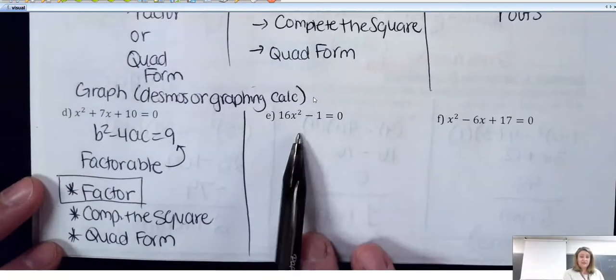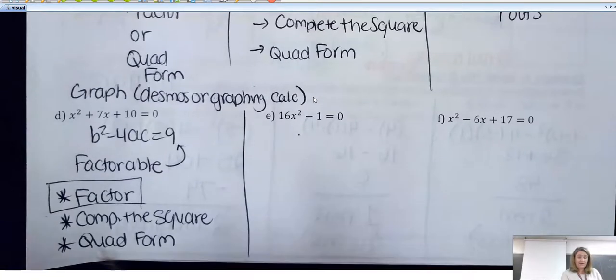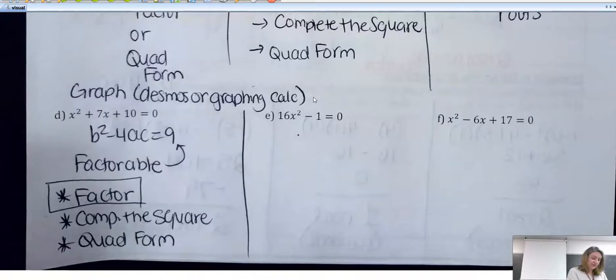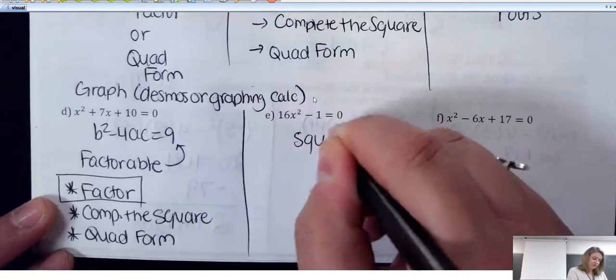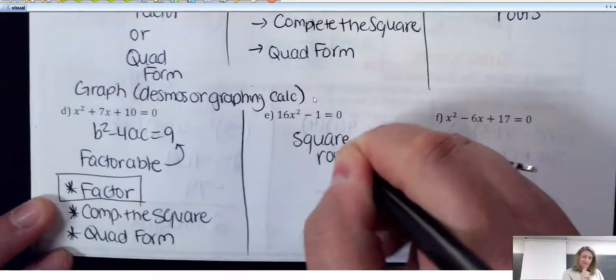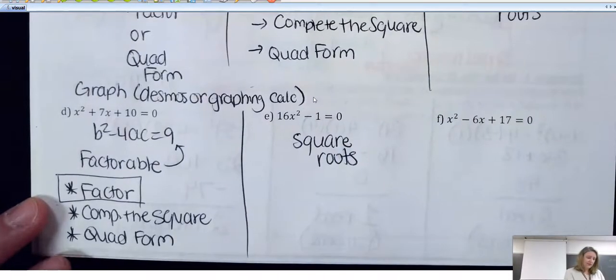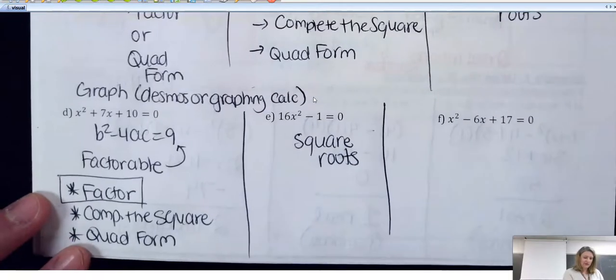Okay, now I just have an x squared here. I don't have any parentheses or any x. I would solve this using square roots. I could just add 1, divide by 16, and take the square root there. And the final question, how would I solve it?